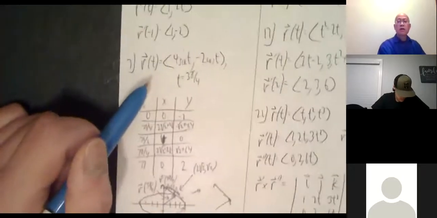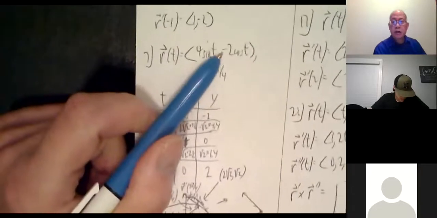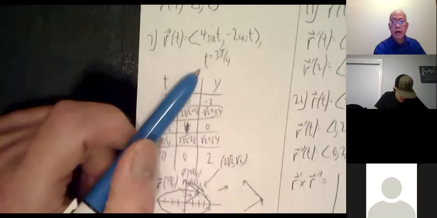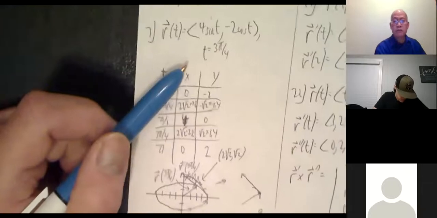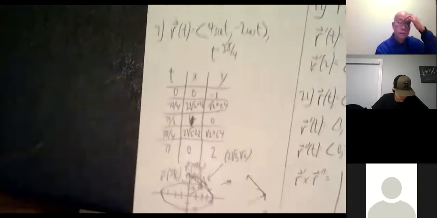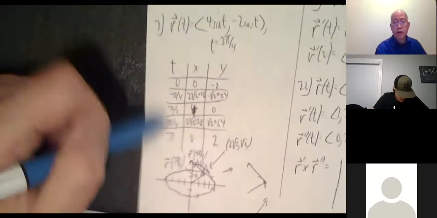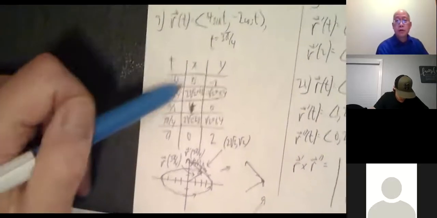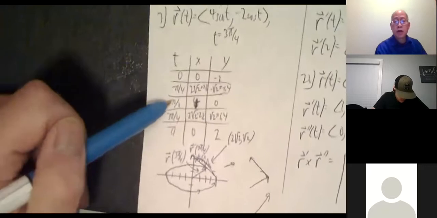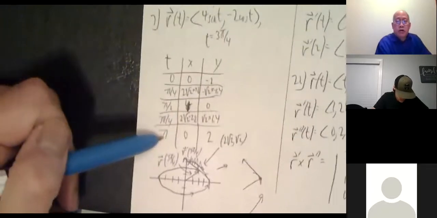Okay, so number 7 is similar. Okay, so R of T is 4 sine T, negative 2 cosine T. Again, that's two dimensional at T equals 3 pi over 4. All right, so I felt like just doing from 0 to pi. Okay, so 0, pi over 4, pi over 2, 3 pi over 4, pi.